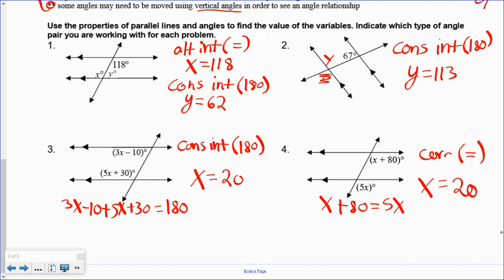All right, everybody see how we do that? Well, no, you would have gotten negative x equals negative 20, and then divide.